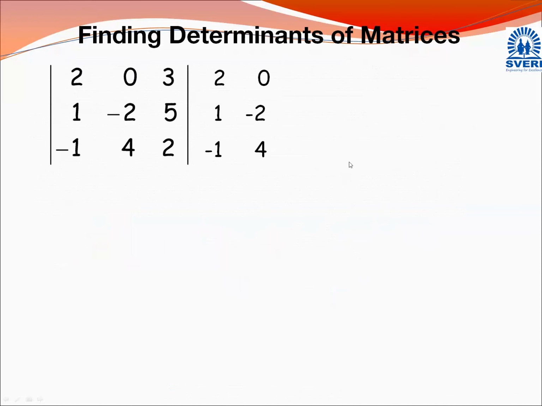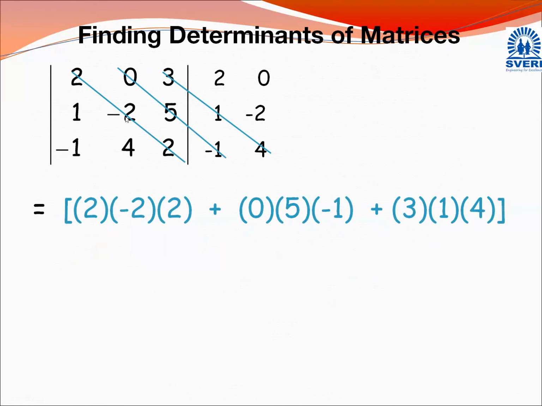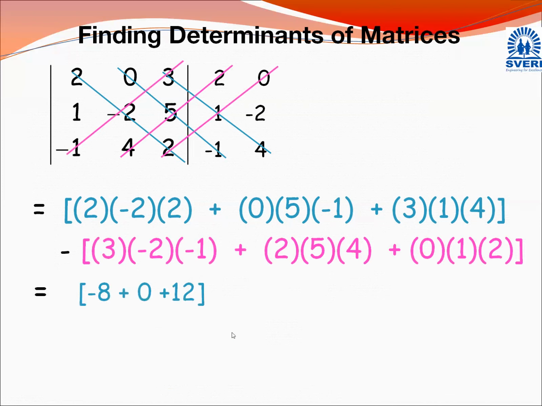Then finding the determinants of matrices. Look at that. I have given one hint, so that we can find determinants easily. So 2 minus 2 minus 2 plus 0, into 5 into minus 1, and 3 into 1 into 4. So it is the quick method to find the determinant of any matrix. So the answer will be minus 40.